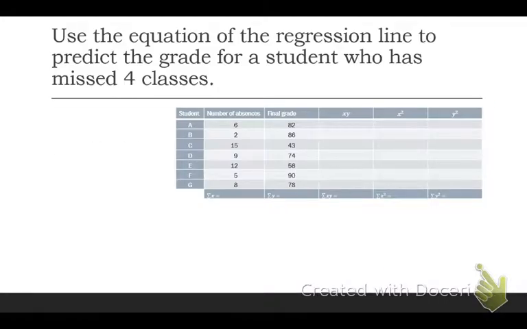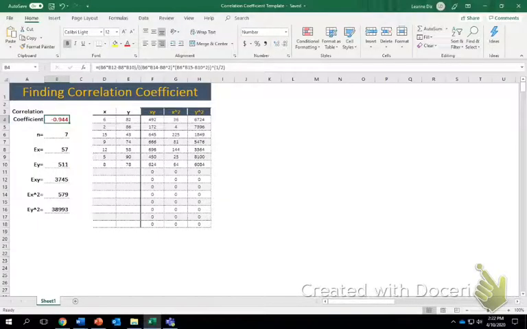Let's do one more example just so that we have this solidified. The instructions here say use the equation of the regression line to predict the grade for a student who has missed 4 classes. We've done this before, but I'm actually going to use my Excel spreadsheet to help me plug in all my pieces. So let's go to the Excel spreadsheet. Here's my Excel spreadsheet. I went ahead and typed in everything.